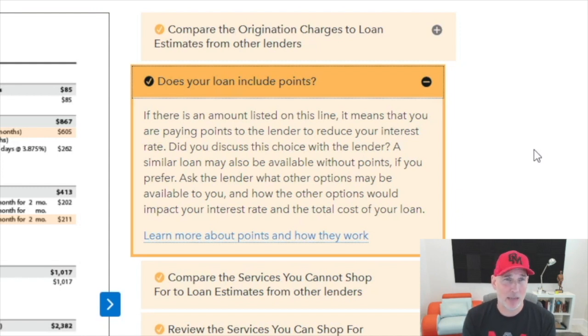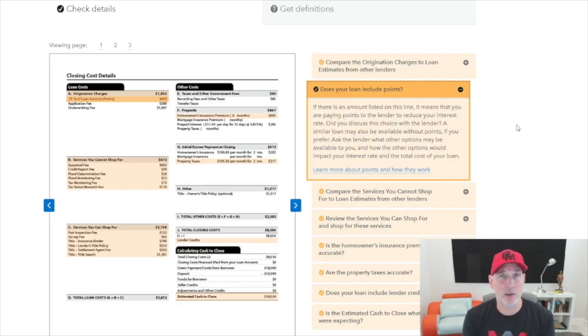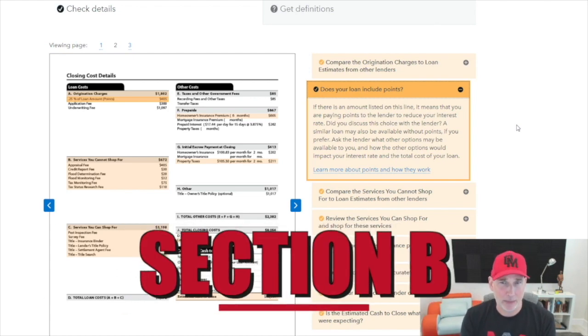And the rest of those, application fee, you don't really see anymore. A lot of these are state dependent, but more than likely the rest of the origination charges, underwriting, processing, whatever, are going to be lumped into one fee called an origination charge. I've seen it.